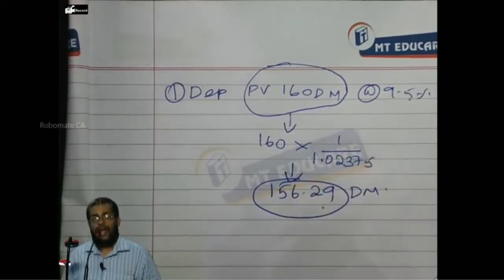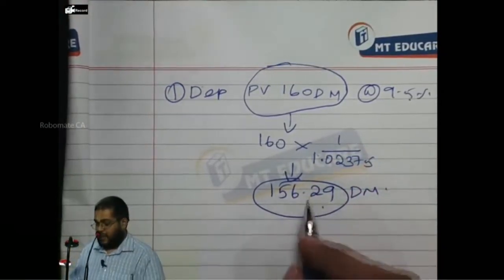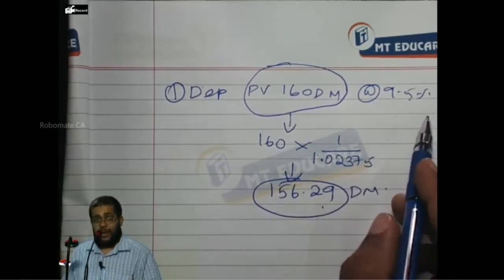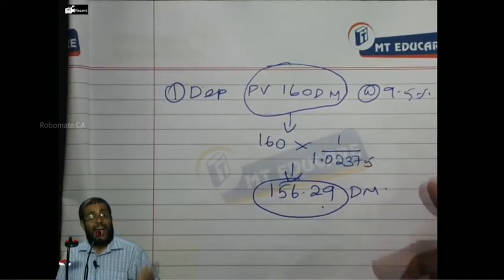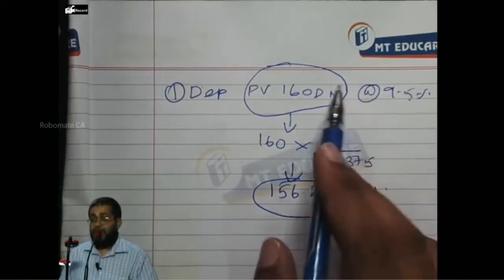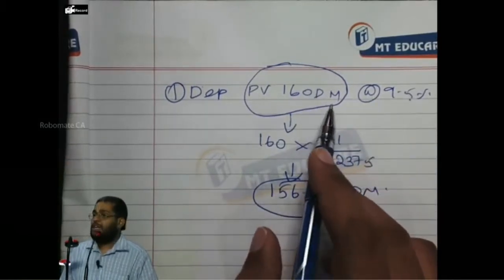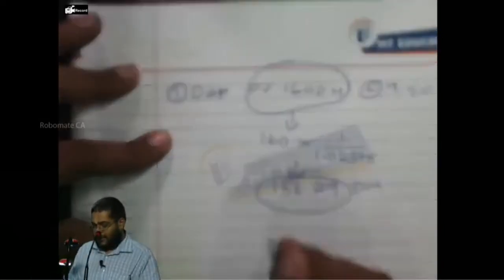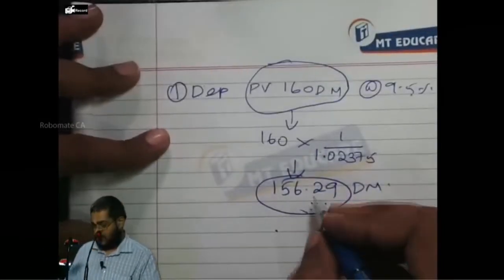So today I should deposit how many Deutsche Mark? 156.29 Deutsche Mark, at what percent? 9.5. How many months? 3 months. Which after 3 months will become what? 160. Which can be used to settle my what? Payable. Is it accepted? Yes.